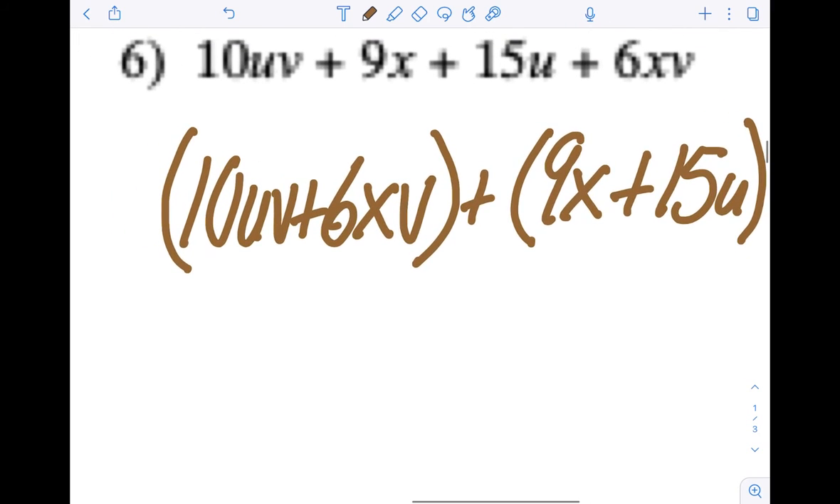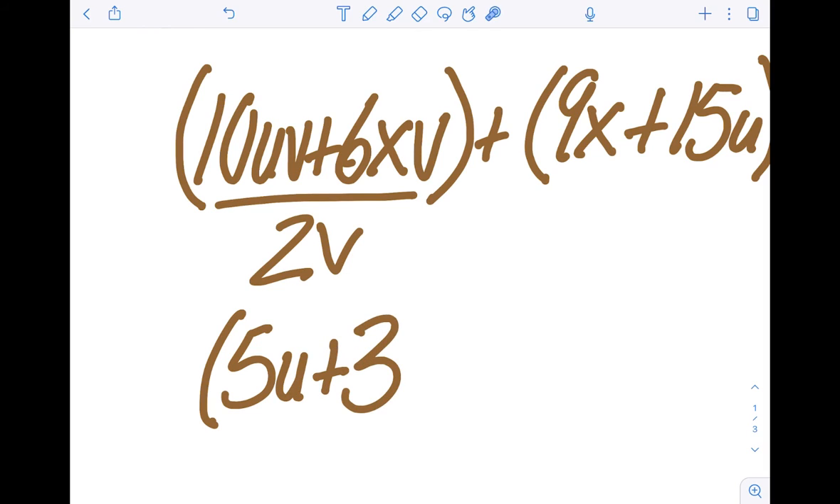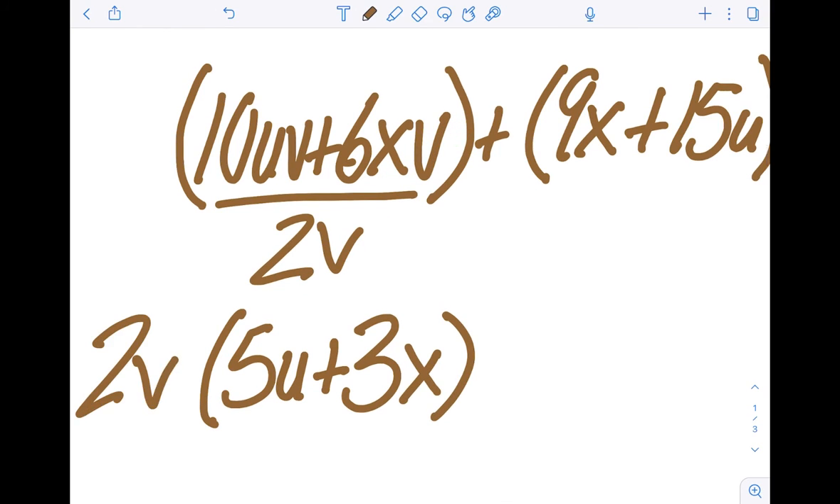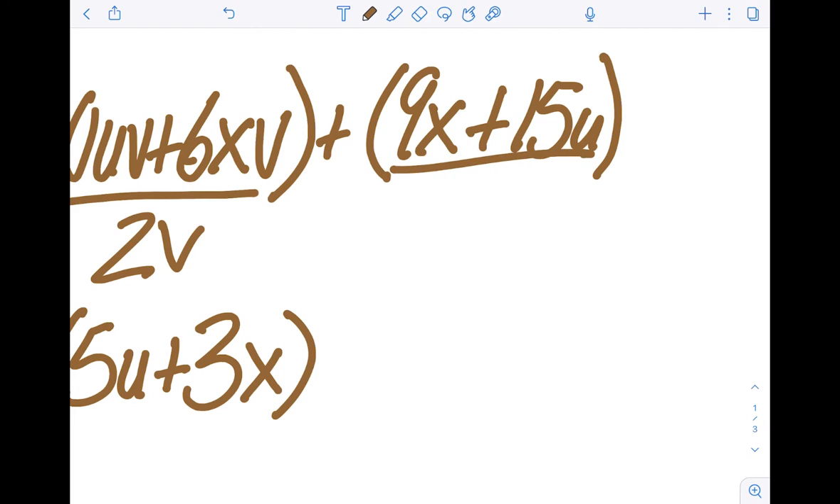So these first two terms I could divide by 2. 2 goes into 10 and 6, and they both have V. 10 divided by 2 is 5. V cancels with V, so I bring down U. Plus 6 divided by 2 is 3. V cancels with V, so I bring down X. And in front, I write down 2V. Look at that.